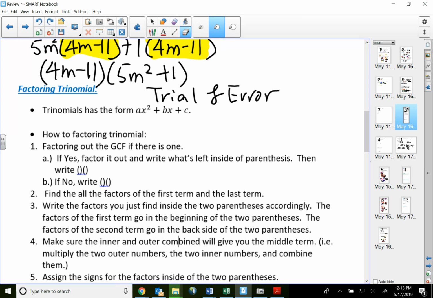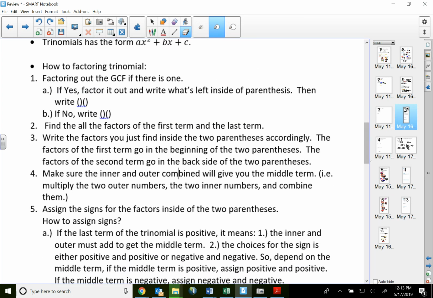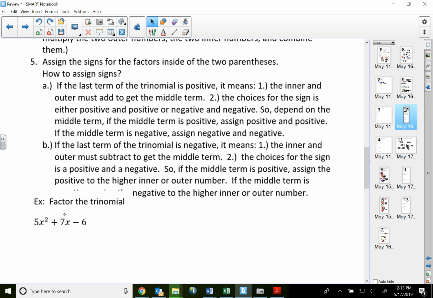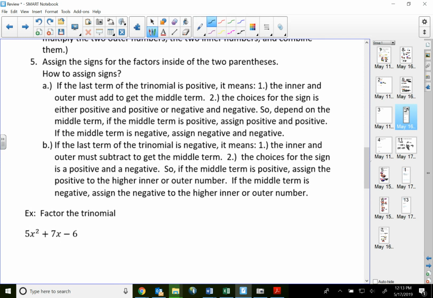So here are the 5 steps on how to factor a trinomial. I'm not going to read through this right now, but instead I'm going to say what's in here by using this example. The first step is always to see if you have a greatest common factor between your three terms. This is a trinomial, 2, 1, 0 power. No greatest common factor, so I write 2 parentheses right away.